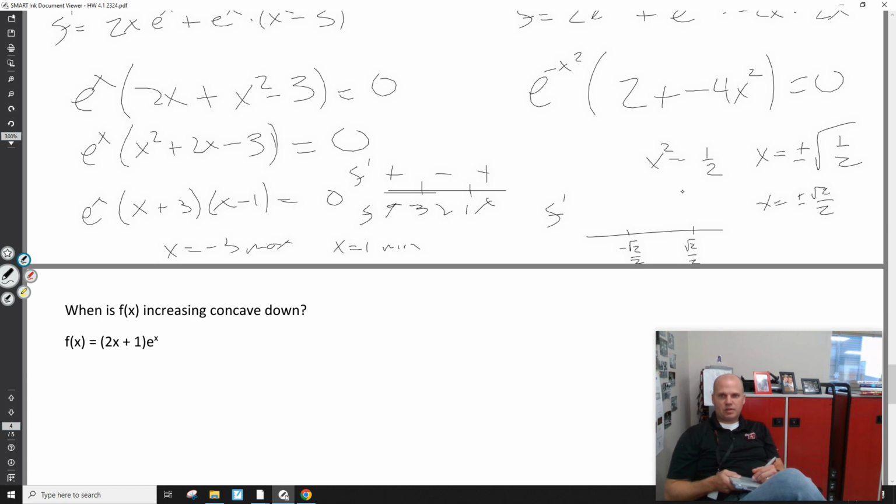If I plugged in something like 0, I see I get a positive. If I plugged in something like 5, I could see this would be bigger than that, so that'd be a negative. If I plugged in something like negative 5, then we'd get a negative as well. That means we have a min.